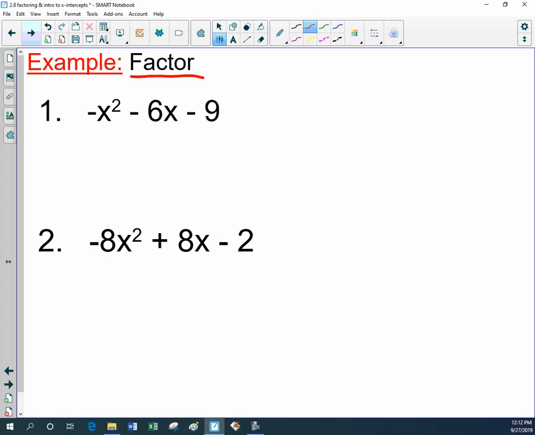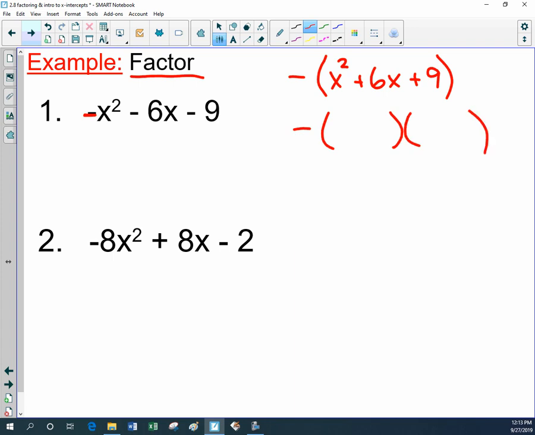For this particular problem, -x² minus 6x minus 9, the only thing that these three have in common is 1, but the first term is negative. So if the first term is negative, we have to factor out a negative. I factor out a negative, and that would change the signs of each of these terms. So this would be +x², +6x, and +9. After I factor out the negative, then I factor what's inside the parentheses.